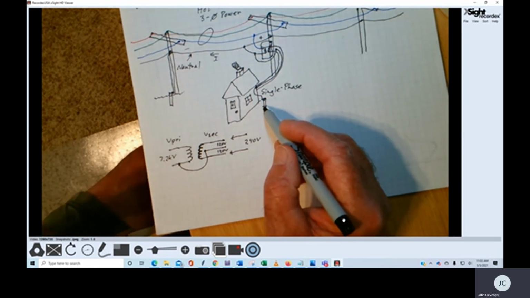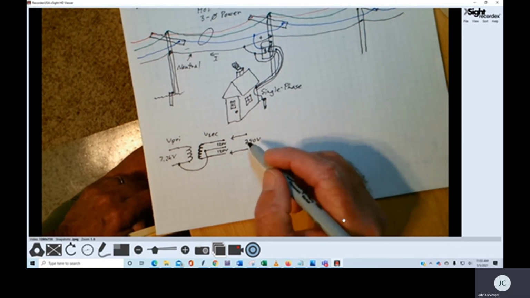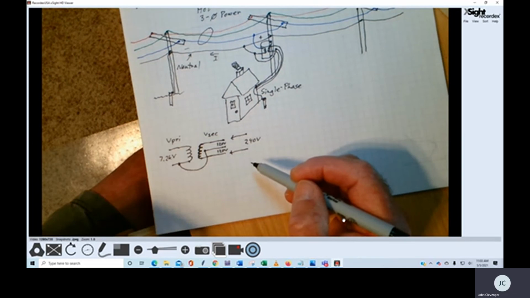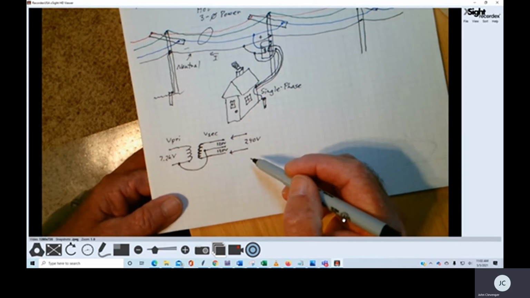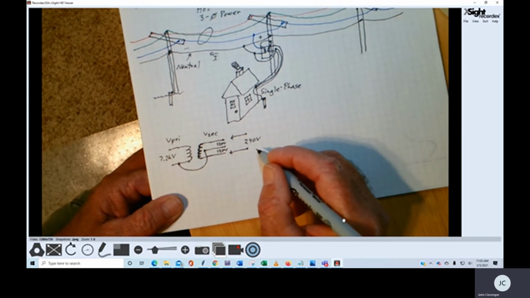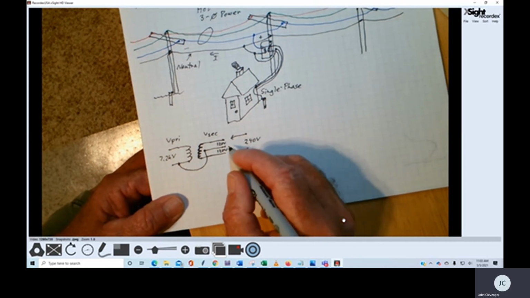So if you touch the neutral and ground at the same time, there won't be a shock hazard present. Now, even though we have coming into our homes two 120 volt supplies and of course a 240 volt supply, understand that these are in phase with one another.